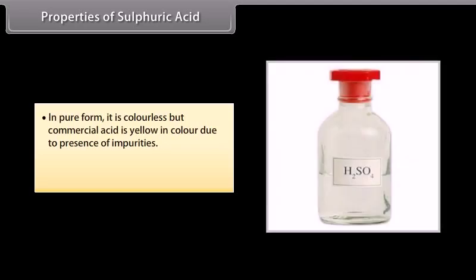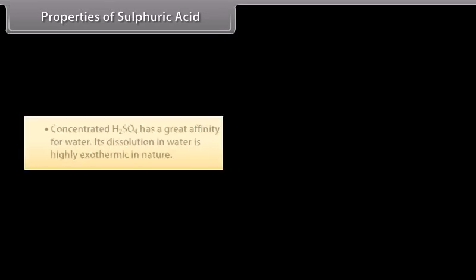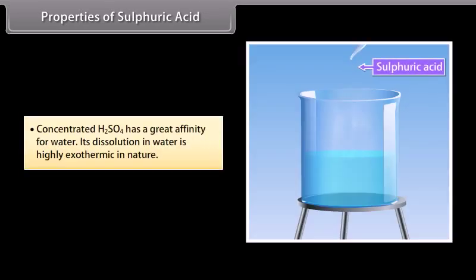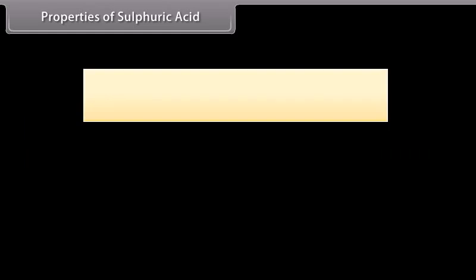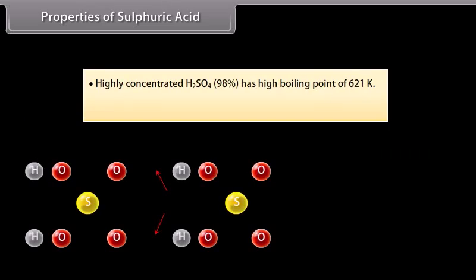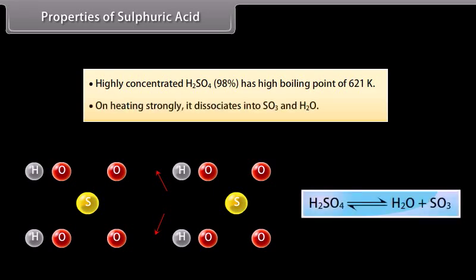Properties of sulfuric acid. In pure form, it is colorless, but commercial acid is yellow in color due to the presence of impurities. On coming in contact with the skin, it produces severe burns. Concentrated H2SO4 has a great affinity for water. Its dissolution in water is highly exothermic in nature. Highly concentrated H2SO4 has a high boiling point of 621 Kelvin. It shows that H2SO4 has an associated structure due to hydrogen bonding. On heating strongly, it dissociates into SO3 and H2O.